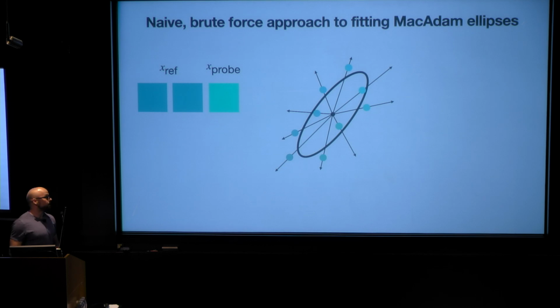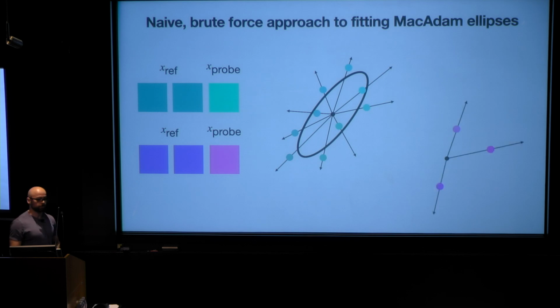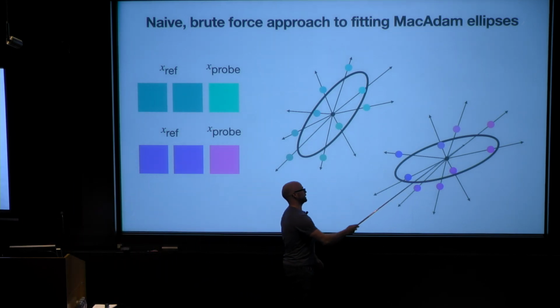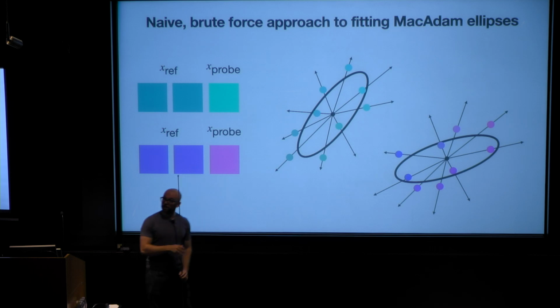This is very, very labor intensive. It takes like thousands of trials just to fit one of these ellipses. And then you have to go do it again. So you start with another reference color, you go in one dimension, another, et cetera, and then you build up another ellipse, which is going to have a slightly different size and a slightly different orientation.